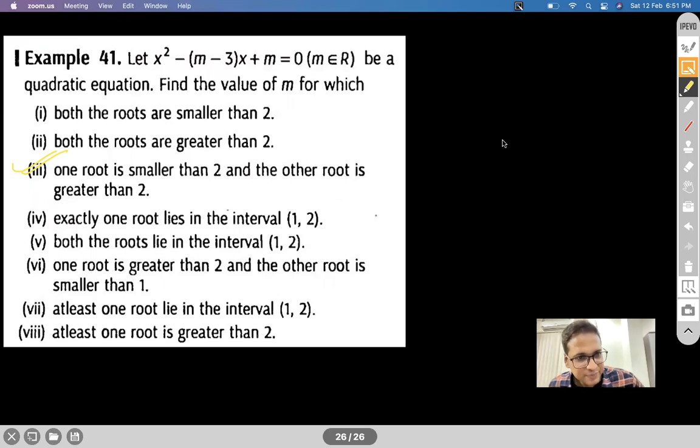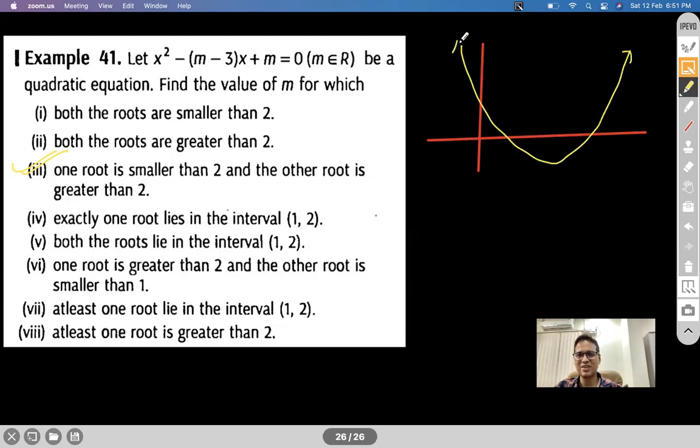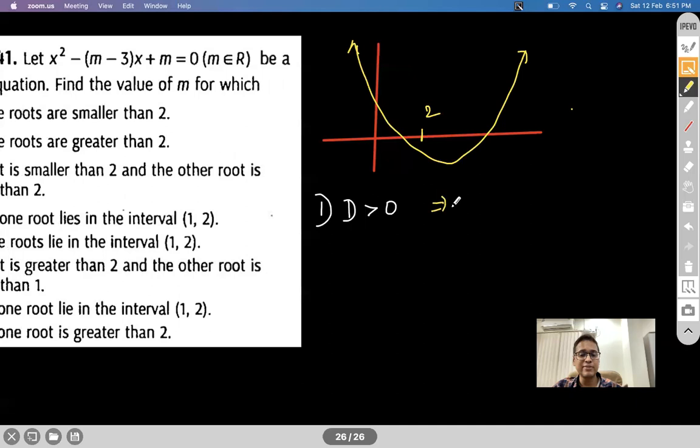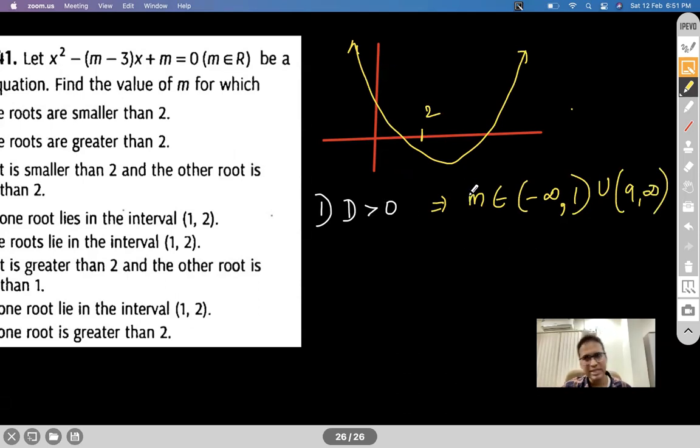Yes, anybody? See, one root is smaller than two, other root is greater than two means two lies between the roots. A fancy way of saying that two lies between the roots, correct? So if two lies between the roots, somewhere in between, I know the first condition will be satisfied, discriminant greater than zero. By the way, discriminant greater than zero will give you M belonging to minus infinity to one open brackets. You'll all use open bracket here because it is not greater than equal to, it is just greater than. So pure inequality is there.